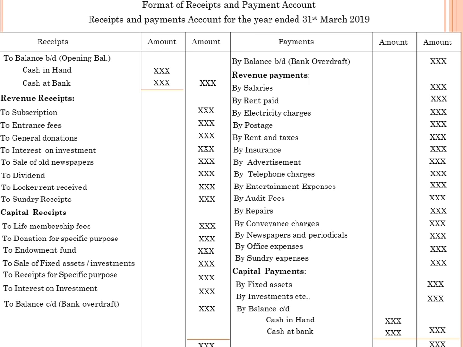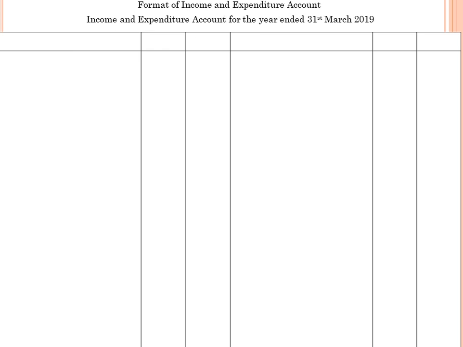Here I have to give some important notes about receipts and payment account. It is prepared to find the closing balance, either cash or bank, at the end. Non-cash items are not recorded in the receipts and payment account. For example, outstanding expenses and depreciation. These are examples of non-cash items we don't record in receipts and payment account. Okay, now we move on to the income and expenditure account.